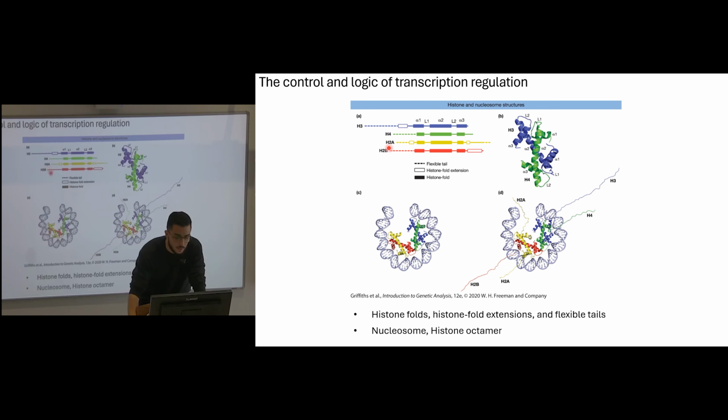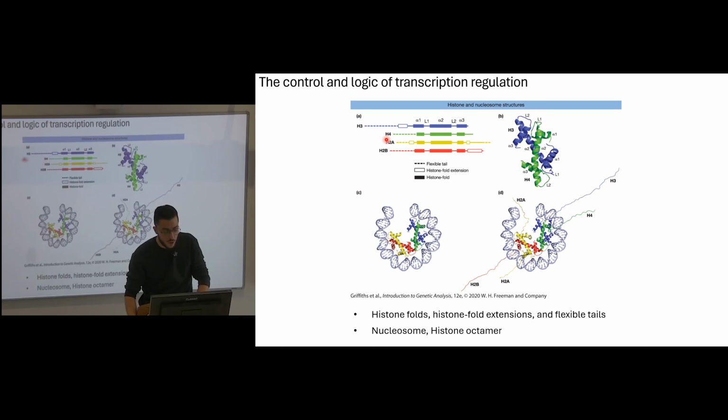There's 5 of them. You have H1, you have H2A and B, H3 and H4, and each of these proteins have different regions on them. So these are the protein domains, and these are the types of domains. So you have the histone fold. The histone fold is just what folds the DNA, okay? So this domain is important for folding the DNA. Histone fold extension, you can guess that it's extending the fold, right? And then the flexible tails here are pretty useless, but they look like this, right? And so what happens is that these proteins, they will form an octamer, except for H1. So you have H2A, B, H3, and H4. They will form an octamer.